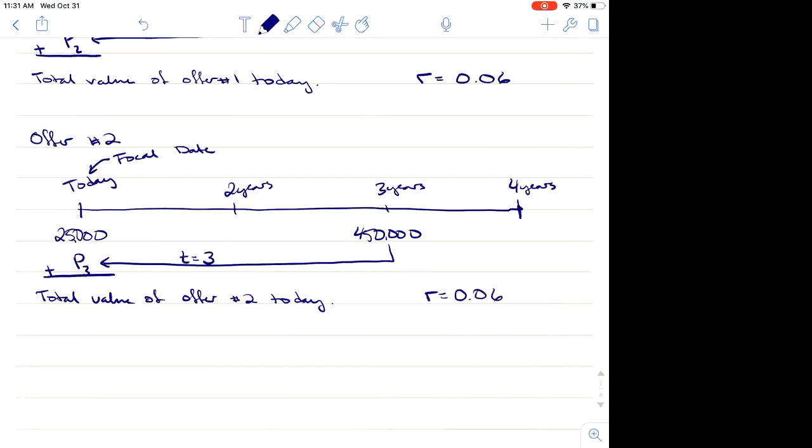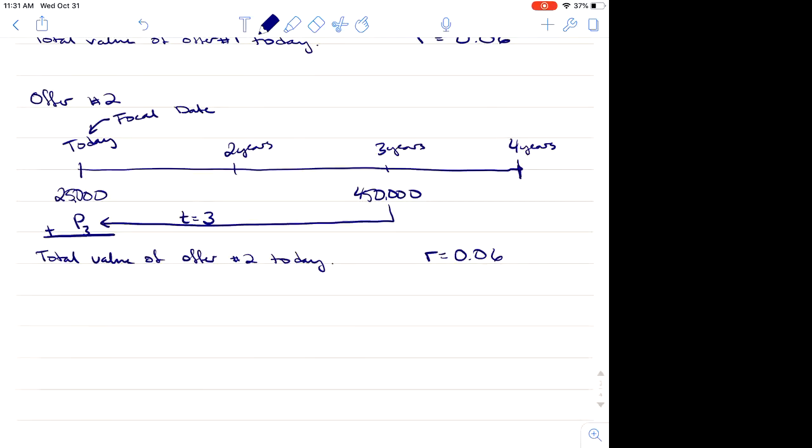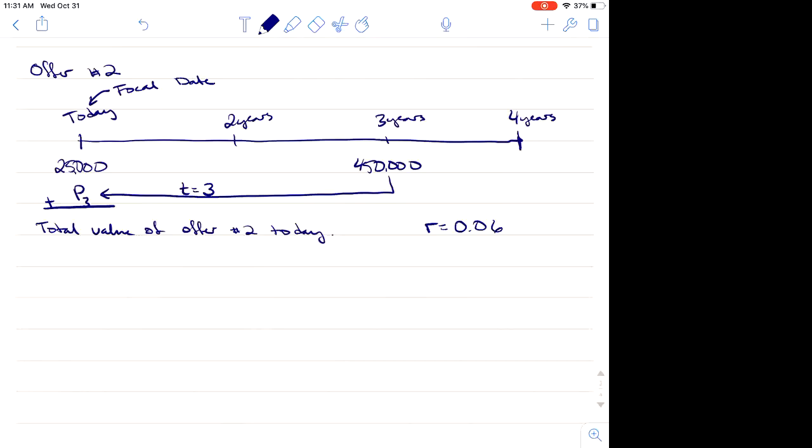We would be able to deal with different rates for each of these offers, but keeping it nice and easy here. Those are your timelines. So now we have these complete timelines, and now we can start our work.